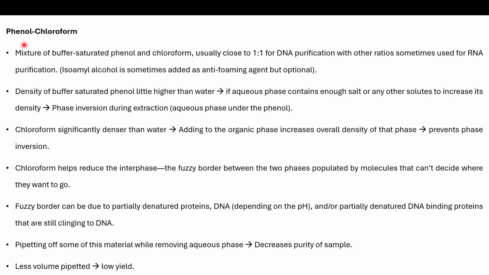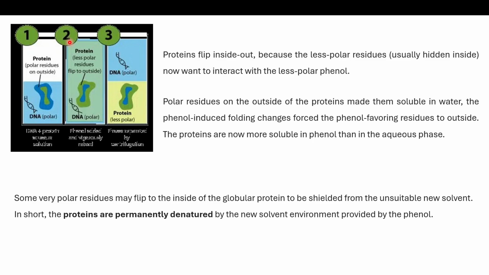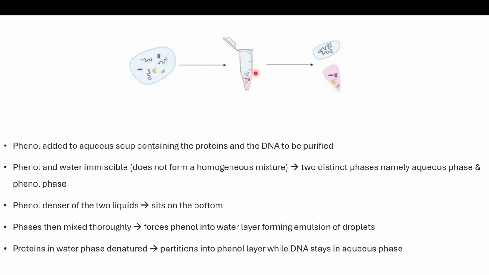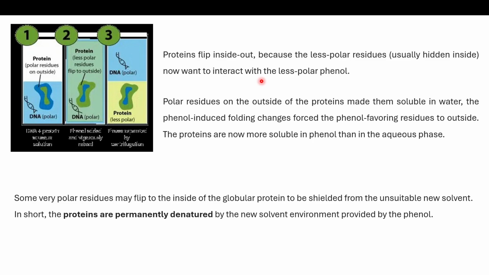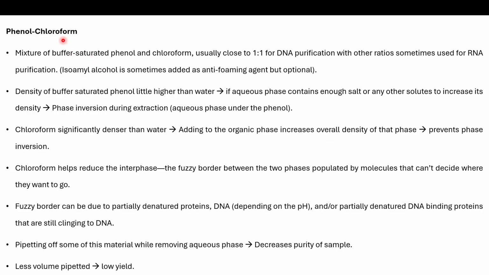Next is phenol-chloroform. Phenol is performing the same function, but sometimes, as here, we saw two phases, right? Aqueous phase and phenol phase. The line or surface between the two phases is called an interface. Sometimes it isn't as distinct as we just draw it out or schematically show it. This is not distinct practically, many times. So to remove that fuzzy interface, chloroform is added.